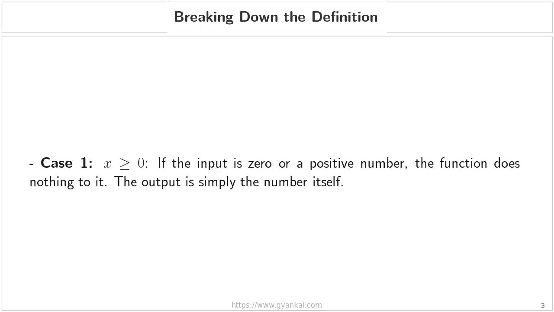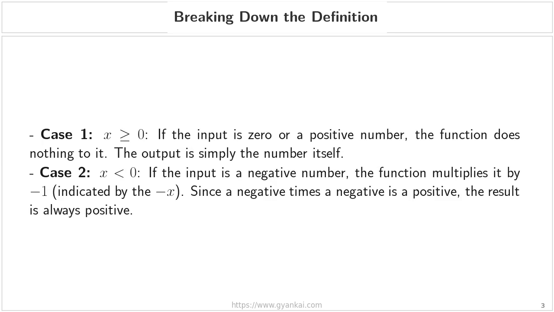Breaking down the definition. Now that we have seen the formal piecewise definition on the previous slide, let's break down exactly what those two different rules are actually doing to our input. First, let's look at case 1, where x is greater than or equal to 0. In this scenario, if you plug in 0 or any positive number, the function essentially leaves it alone. It does nothing to the value. The output is simply the number itself. So, if you start with a positive 5, you end with a positive 5.